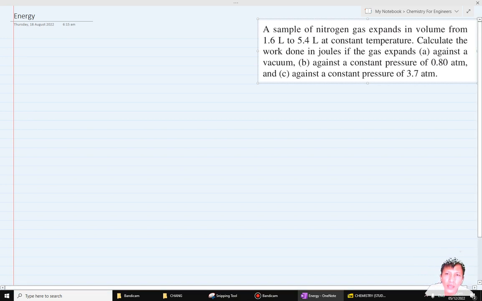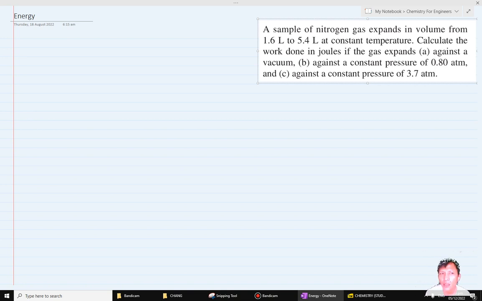So, the topic is energy. A sample of nitrogen gas expands in volume from 1.6 liters to 5.4 liters. So, that is volume 1 to volume 2 at constant temperature. Calculate the work done in joules if the gas expands against letter A, a vacuum, letter B, a constant pressure, and letter C, a constant pressure of 3.7.